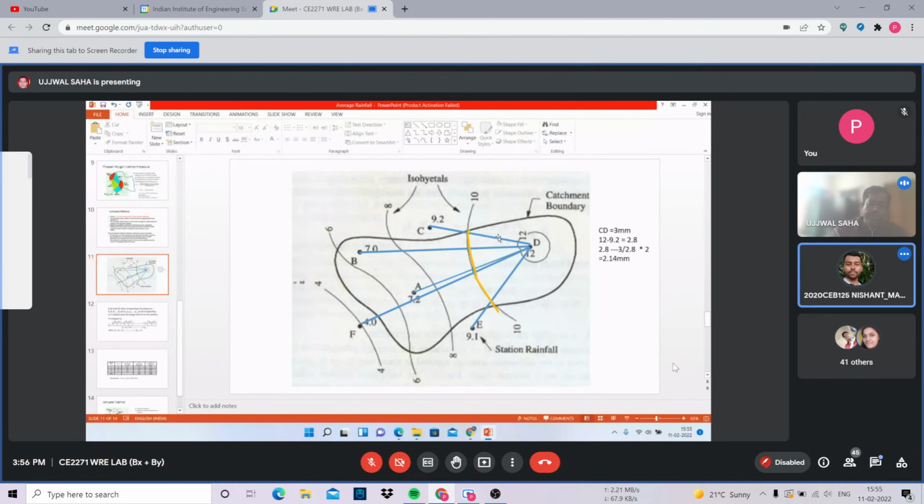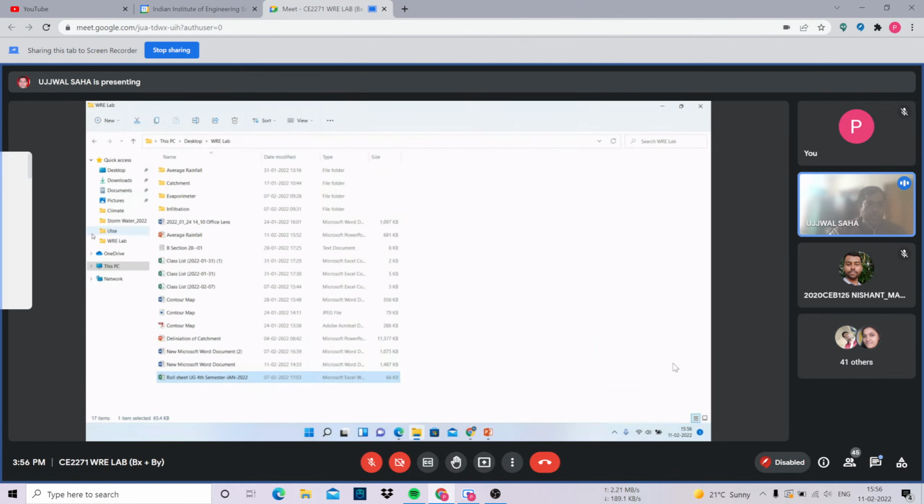Is it clear, sir? Yes. In a practical way, how many rain gauge stations are installed at a particular distance? Okay, there are guidelines. Let me check and I will tell you.